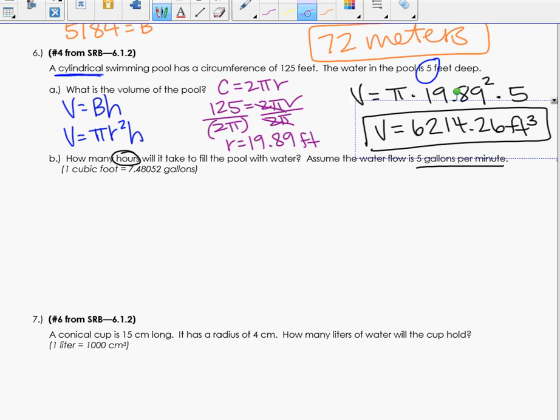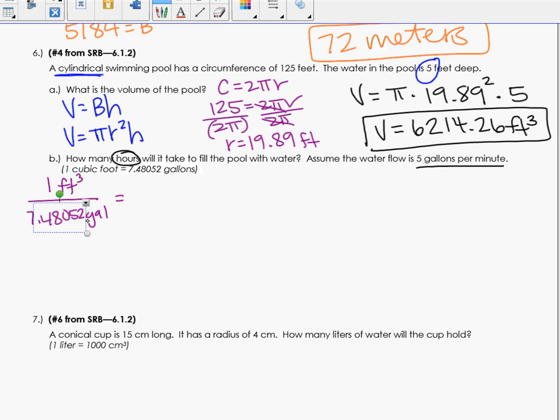So the way you're going to do that is this. You're going to say, okay, I know from this right here that 1 foot cubed, 1 cubic foot, is 7.48052 gallons. And you're going to set up a proportion. Well, if you did feet over gallons on the left-hand side, then you need to do that exact same thing on the right-hand side. We know that the pool is 6,214.26 feet cubed. We want to know how many gallons that is. So as long as you're consistent with feet over gallons and feet over gallons, now you can cross multiply.